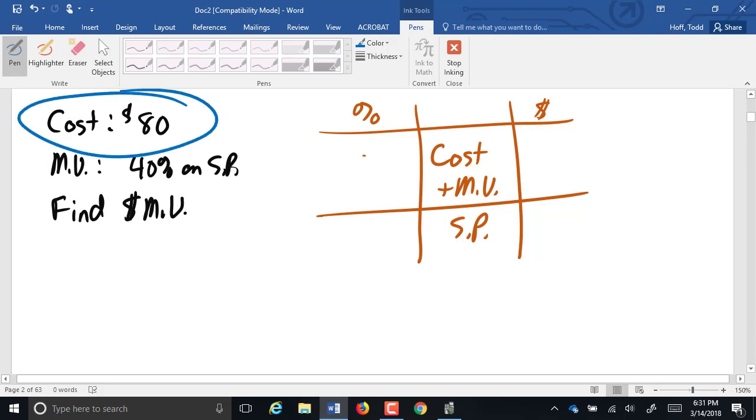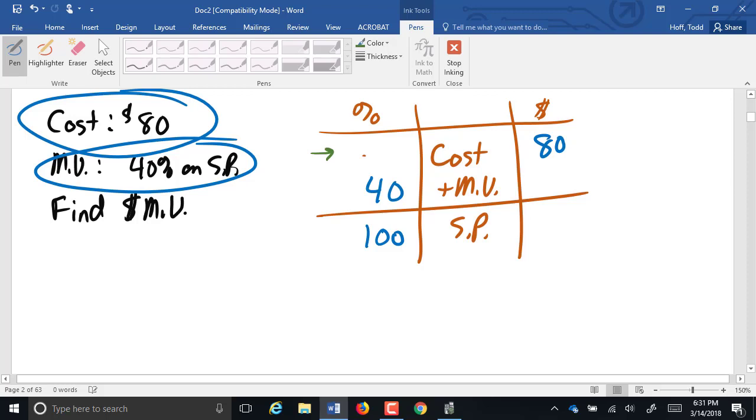Well, where does the 80 go? The cost, the dollar side of the cost. 40, it's the percent markup. Where does the 100 go? On the selling price. What goes up here? 60, good. 60 plus 40 is 100.